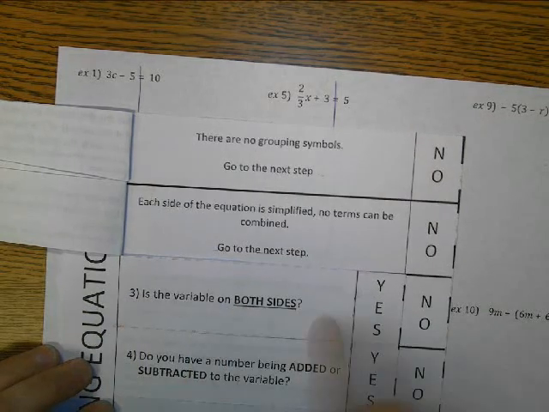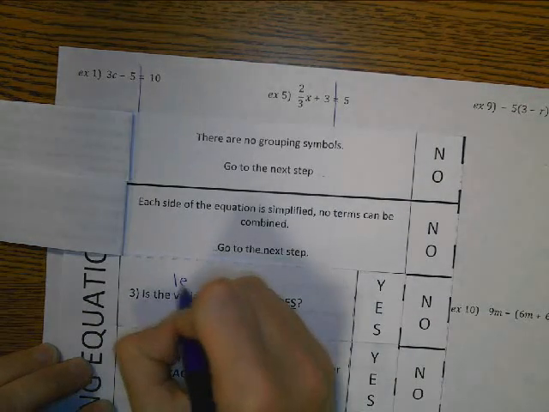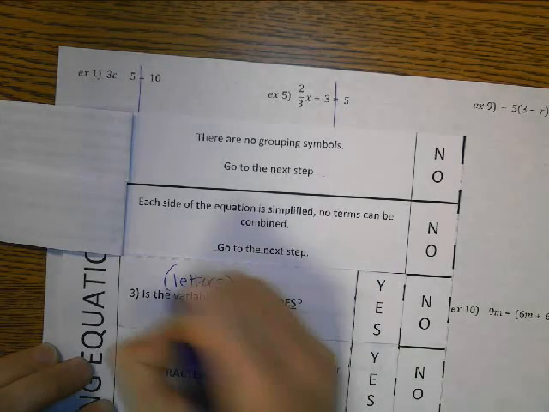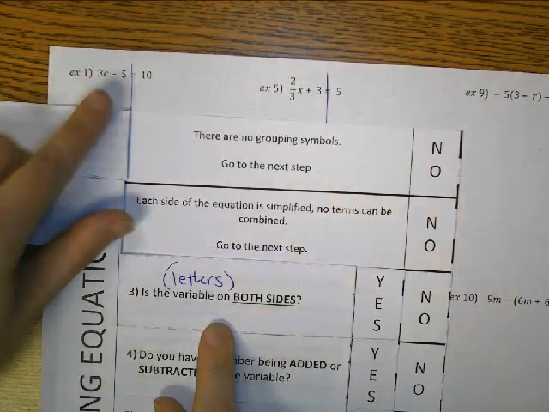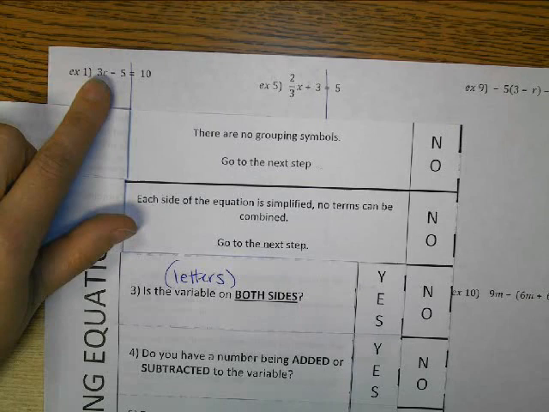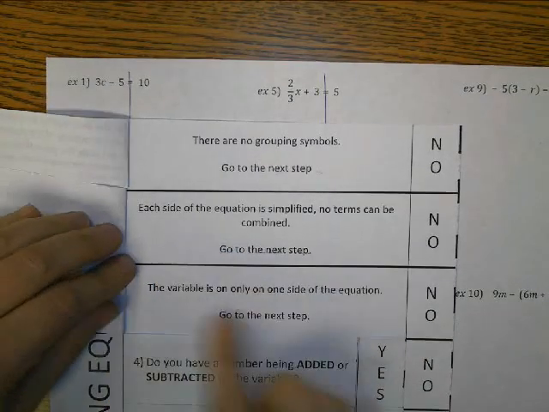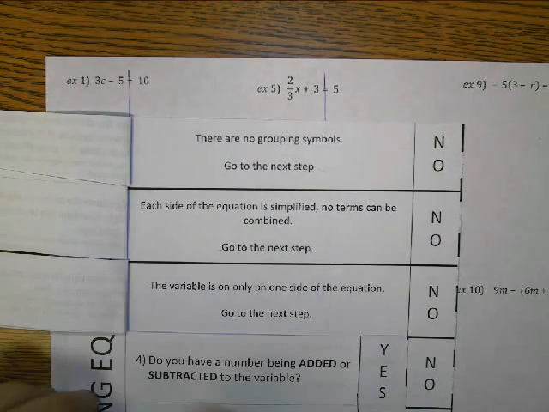The next step is, are there variables on both sides? That means, are there letters on both sides, right? So are there any letters on both sides? No, there's only letters on one side. So I'm good. The variable is only on one side of the equation. Go to the next step.